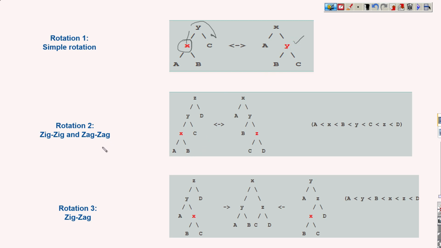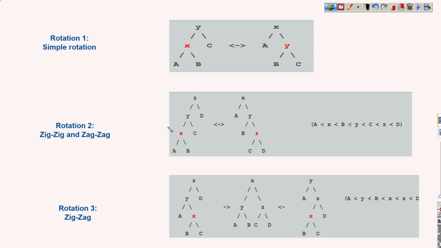When we do zigzig and zagzag, that means we have this kind of structure in this direction or in this direction. This is called zigzig and zagzag. Or if this is the scenario where we have this kind of structure, this is called zigzag or zagzig. Okay, so rotation 2 basically refers to zigzig or zagzag. Here we are doing a series of operations. Here x is here and the root is actually appearing here. It is not immediately at the parent, but at the grandparent.